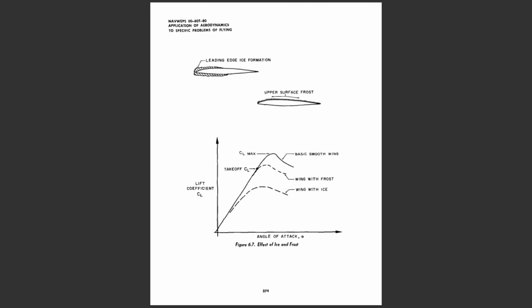If a heavy coat of hard frost exists on the wing upper surface, a typical reduction in CL would cause a 5 to 10% increase in the airplane stall speed.